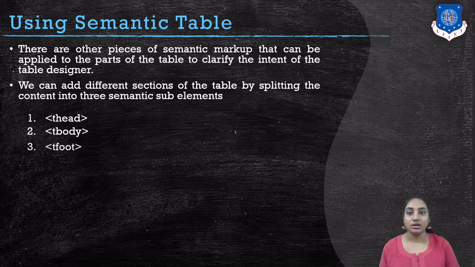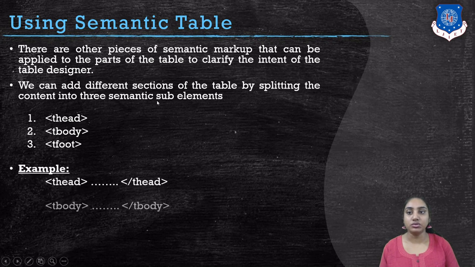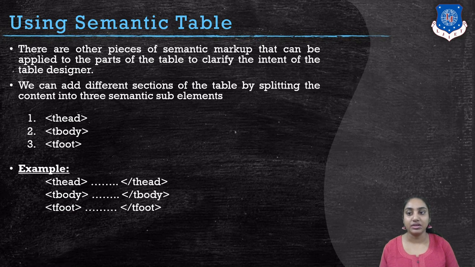There are other pieces of semantic markup that are applied to parts of the table, that clarify the intent of the table designer. So what are these sections? We are ultimately dividing our table into three basic sections: t head, t body and t foot.